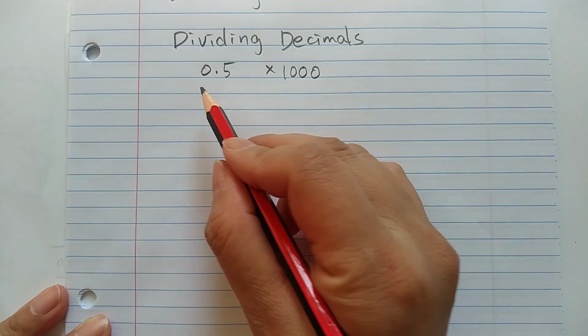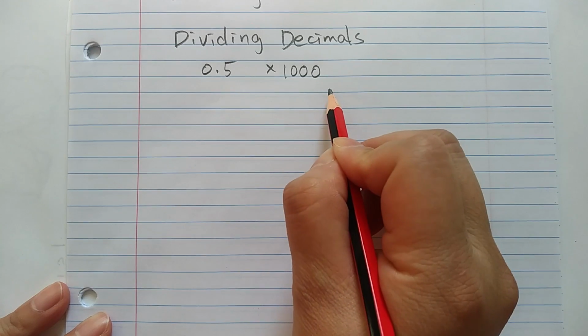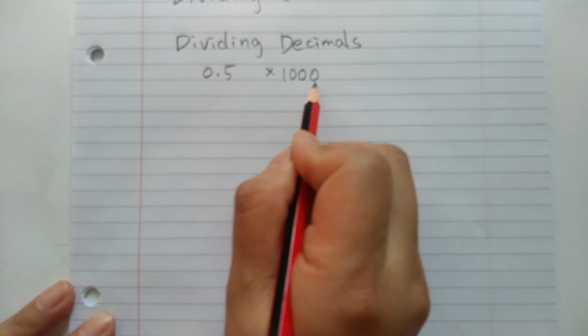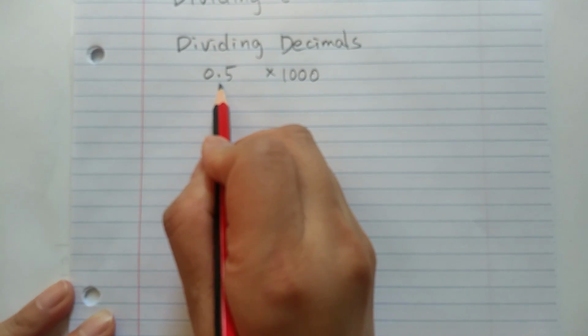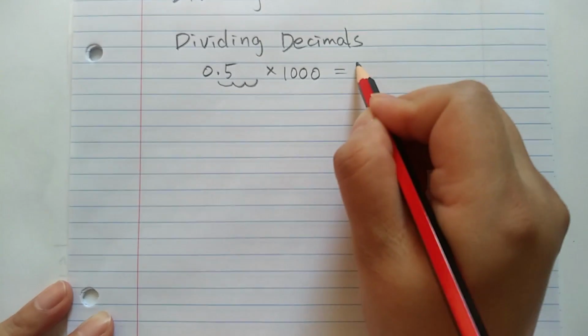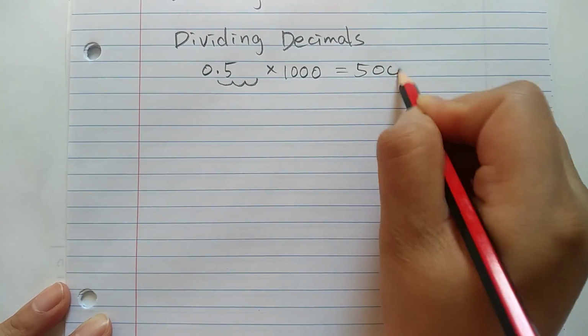Previously, when you multiply 0.5 times 1000, we will move the decimal point 3 steps to the right. So 1, 2, 3. So it is 500.